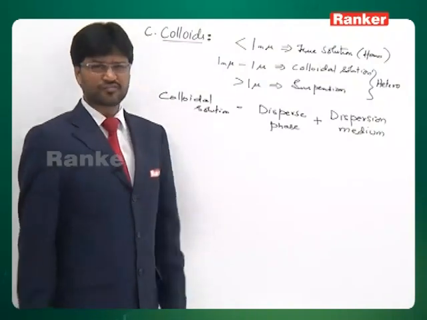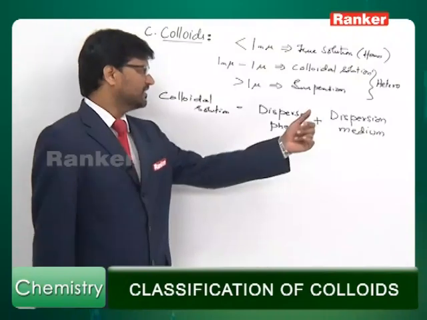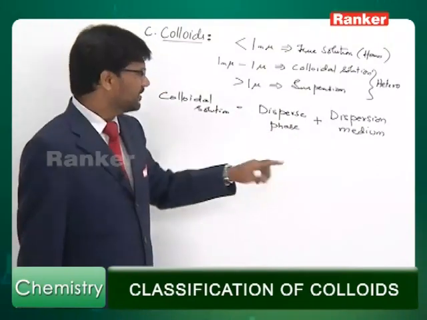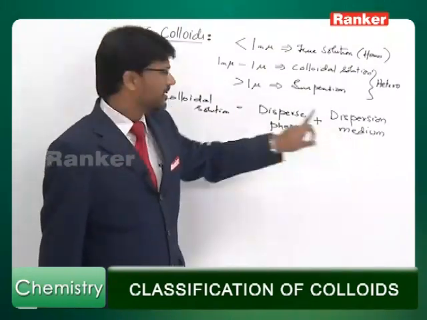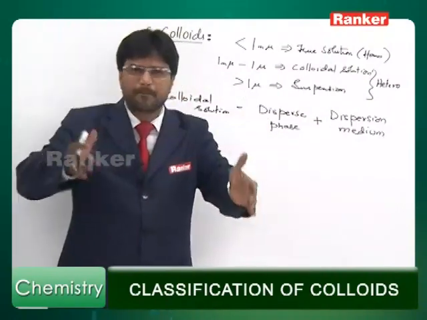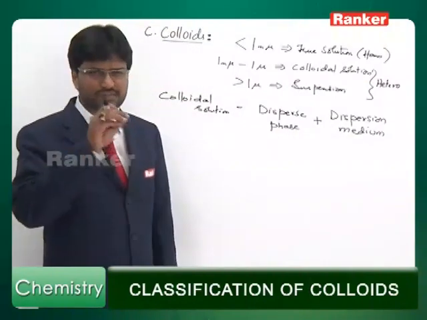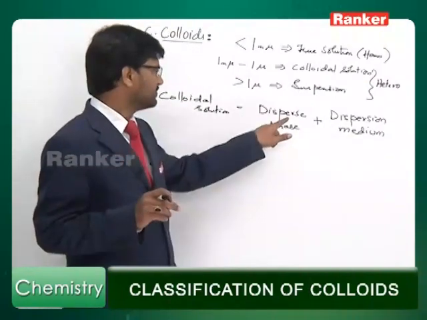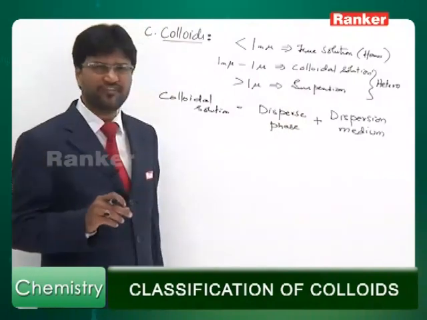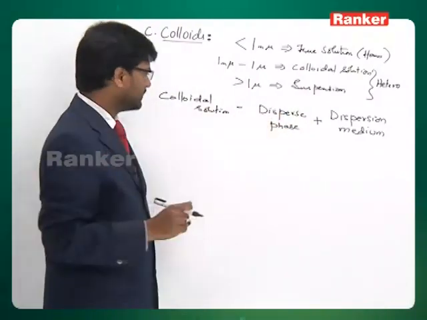As in case of true solutions, you call them solvent and solute. Here you call them dispersion medium and disperse phase. This corresponds to solvent and this corresponds to solute. Or I can put it in this way: the continuous medium is dispersion medium, and the particles which are present discontinuously constitute disperse phase. So, these are the two components present in a colloidal solution.